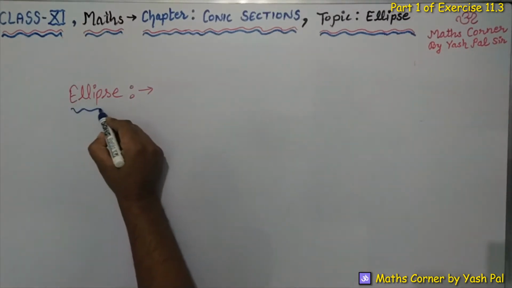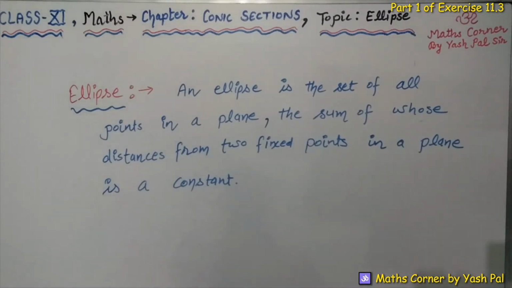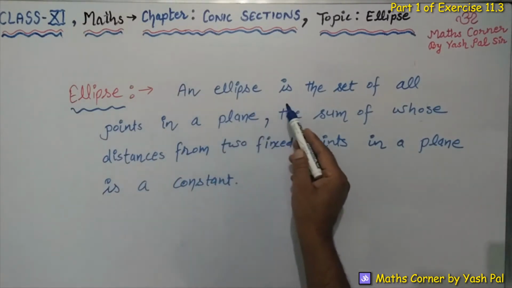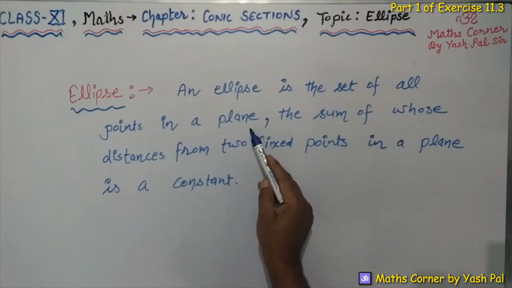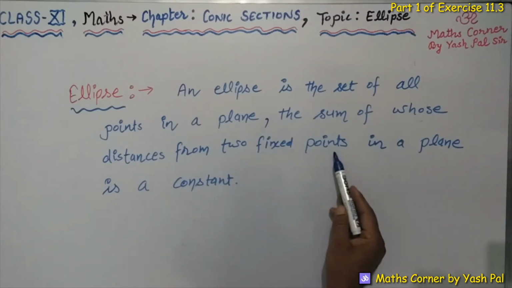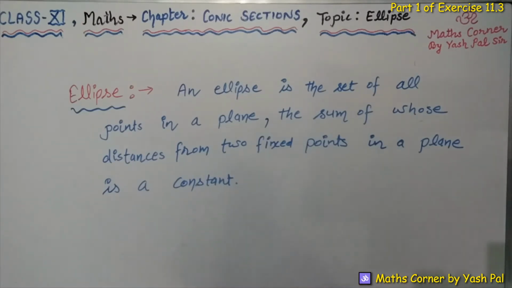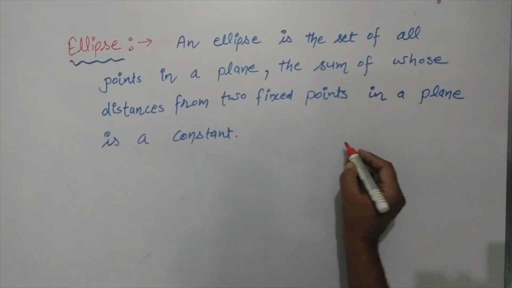What is the ellipse? The definition says an ellipse is the set of all points in a plane, the sum of whose distances from two fixed points in a plane is a constant. So what is the meaning of this? Now to explain the definition, let us have the geometrical interpretation.